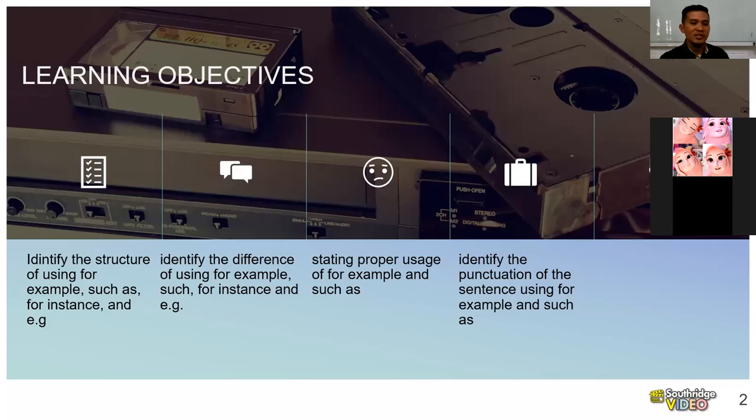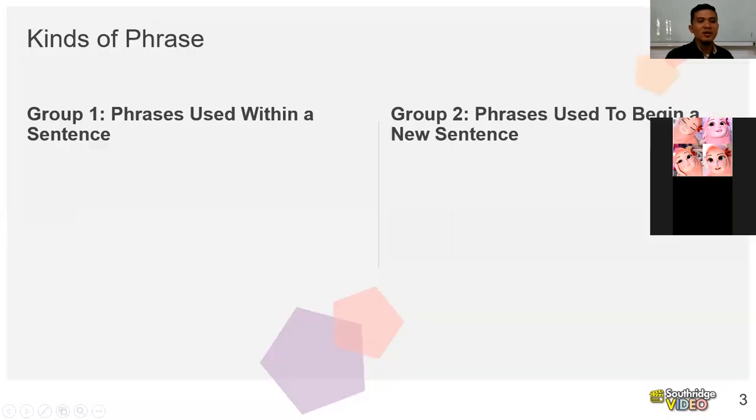The learning objectives: identify the structure of using "for example," "such as," "for instance," and "e.g." Next, identify the difference between using "for example," "such as," "for instance," and "e.g." Also, state the proper usage of "for example" and "such as." And the last, identify the punctuation of sentences using "for example" and "such as." You have to understand what punctuation is. Do you still remember the Indonesian word, tanda baca? Very good. Okay, that is the learning objective.